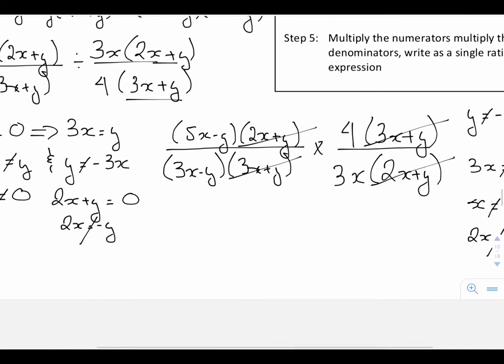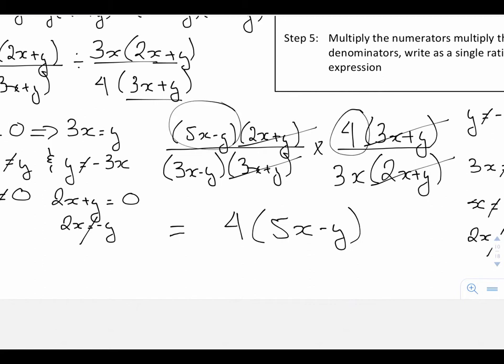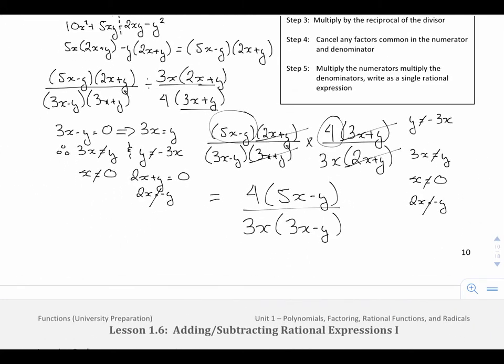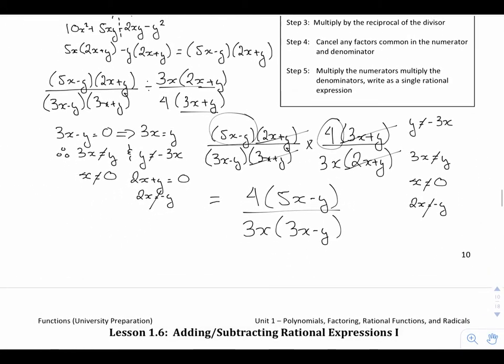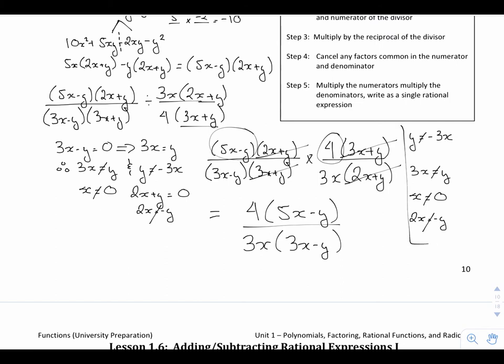And our final line is just going to be the products of the numerators that are remaining. So in this case, it's the 4 and the 5x minus y all over 3x times 3x minus y. And there you have it. So there's your final expression. The restrictions are listed at the side here. And here's our reduced form.